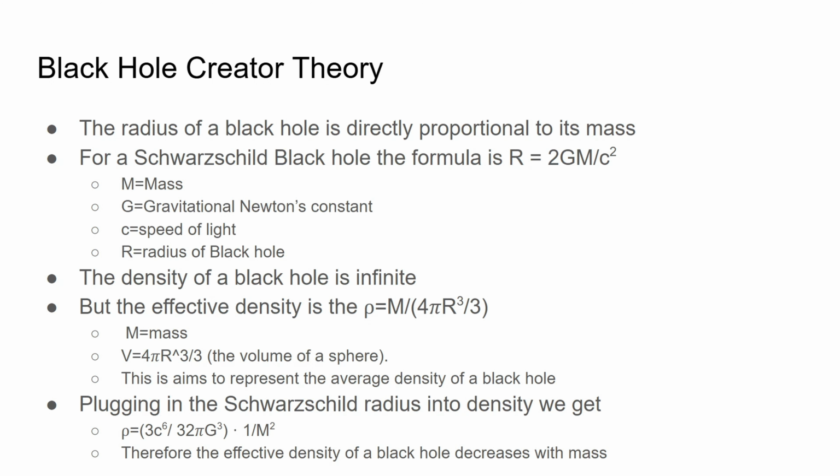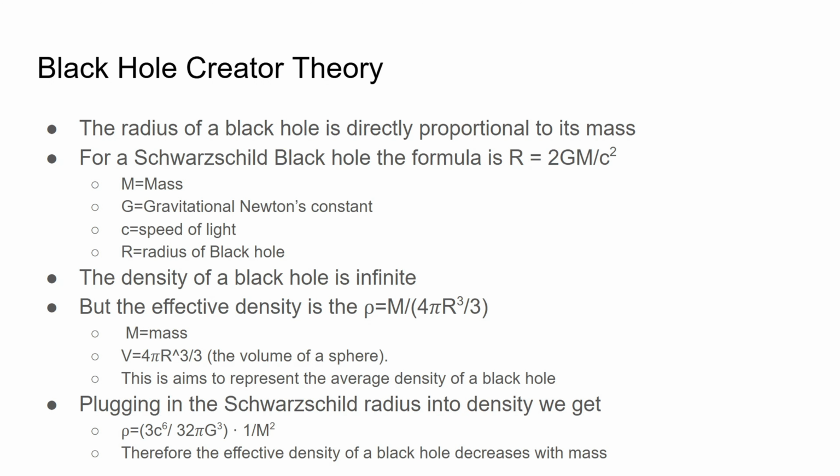So for the radius of a Schwarzschild black hole, it's 2 times the gravitational Newton's constant times the mass over the speed of light squared. And the density of a black hole is infinite due to its singularity, but there's this thing called effective density, which is essentially trying to represent what the average density would be in a black hole. The equation for effective density of a black hole is the mass divided by the volume.